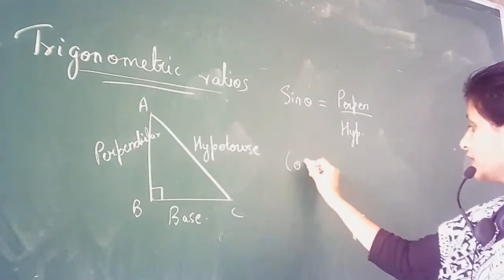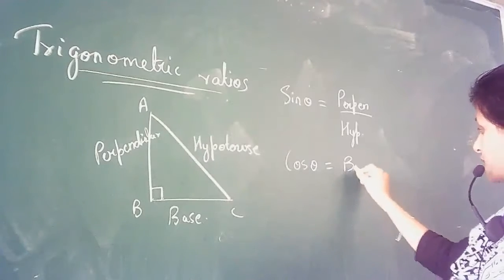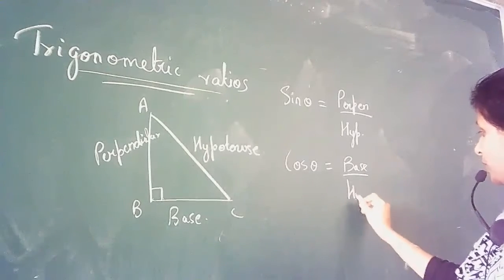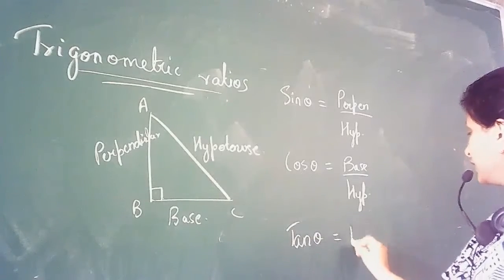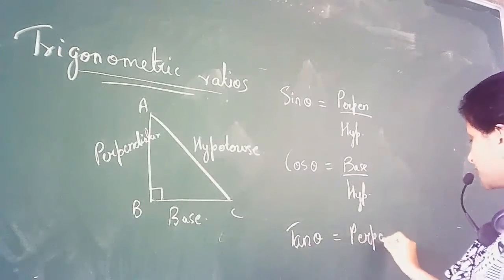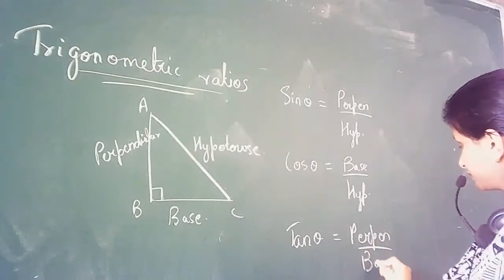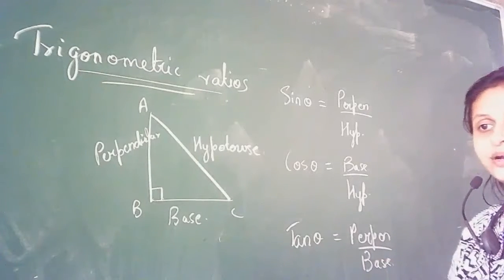Next, what is cos theta? It is base by hypotenuse. You remember this, right? And what is tan theta? It is perpendicular upon base.